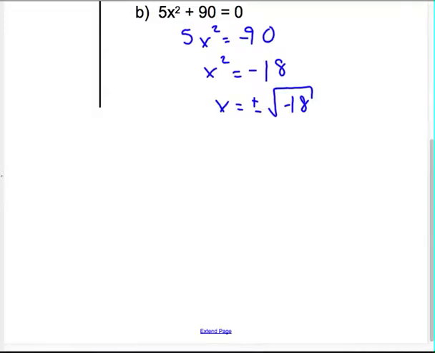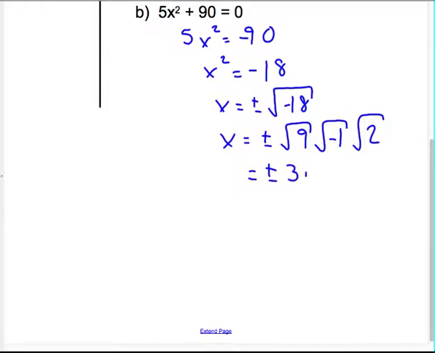Again, I'm going to go ahead and simplify that. The perfect square factor of negative 18 is 9. I'm going to put this in order this time, and then pull out that square root of negative 1, and then 9 times 2 is 18. So 9 times negative 1 times 2 gives us back that negative 18. The square root of 9 is 3. The square root of negative 1 is i, times the square root of 2.